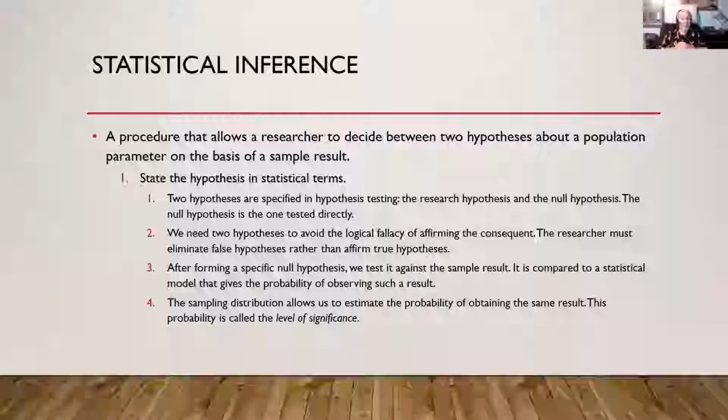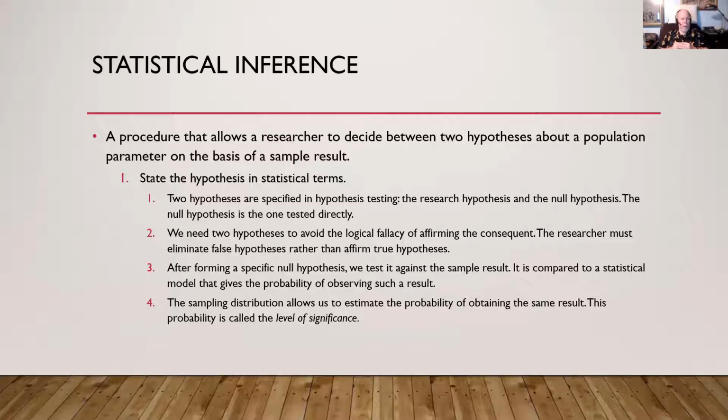With statistical inference, we start off by having to state the hypothesis in statistical terms. Two hypotheses are specified when we do hypothesis testing: the research hypothesis and the null hypothesis. The null hypothesis is the one that's tested directly. We need two hypotheses to avoid a logical fallacy called affirming the consequent. So the researcher must eliminate false hypotheses rather than affirm the true hypothesis. That's what we're trying to do with hypothesis testing: knock down the null hypothesis.